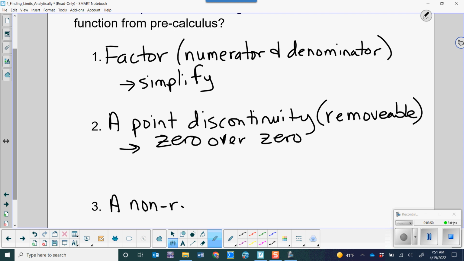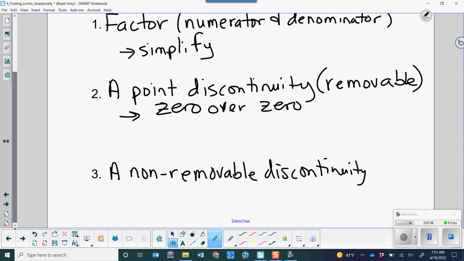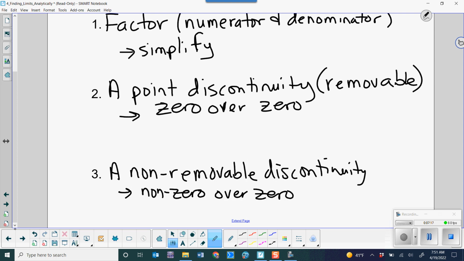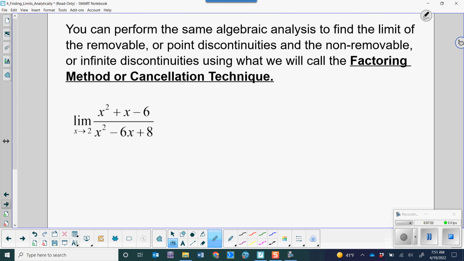And then we would have a non-removable discontinuity when you have non-zero over 0. That would be a non-removable discontinuity, so generally a vertical asymptote. So here's the difference, okay? This is where we have to be really careful.